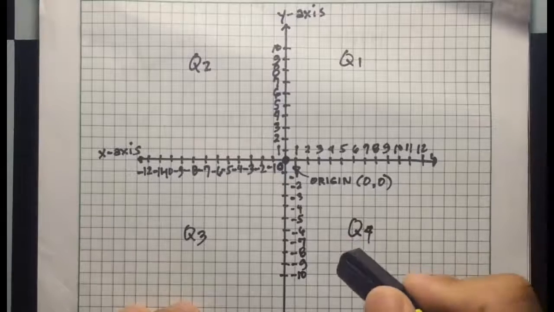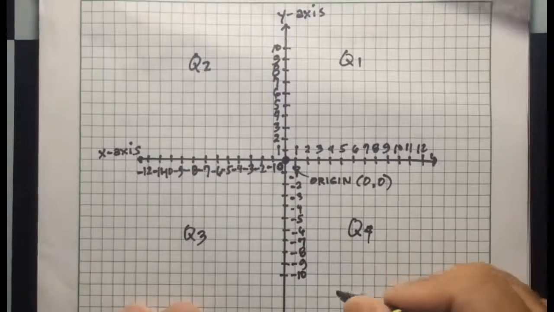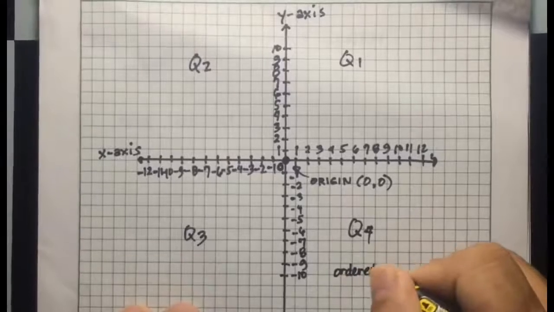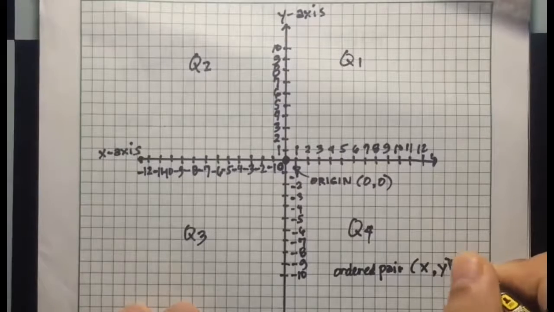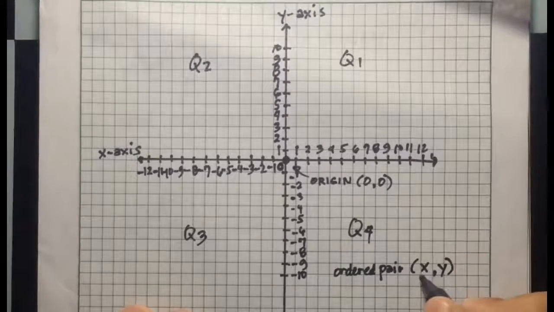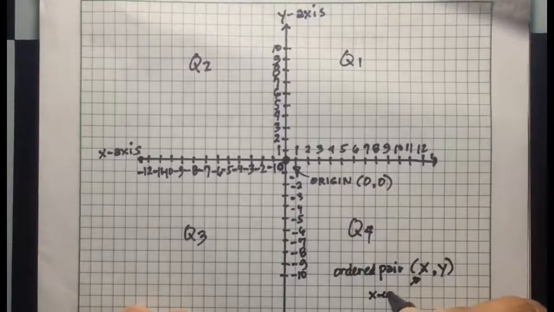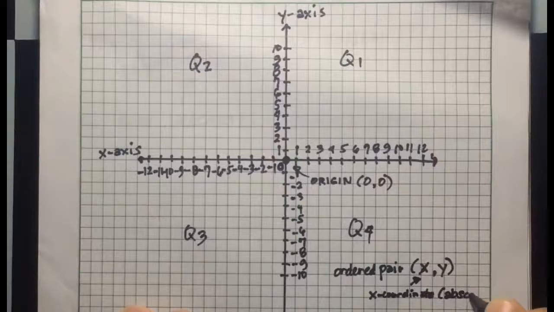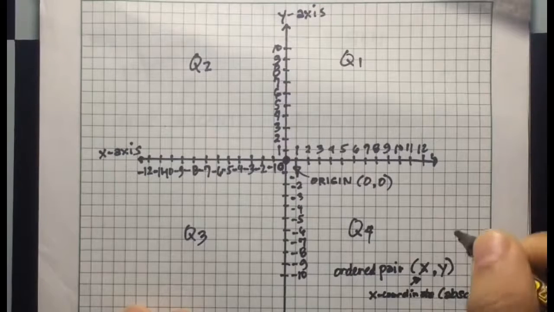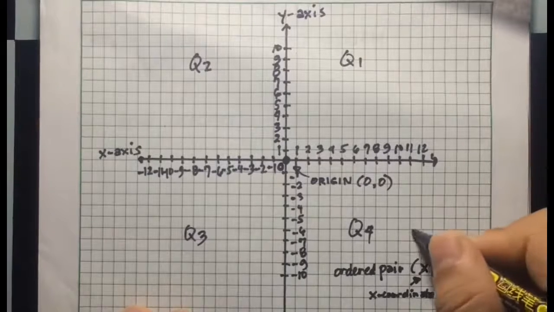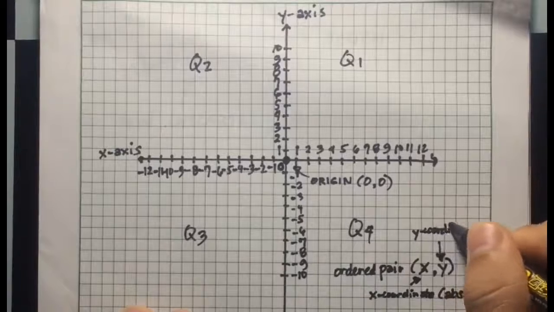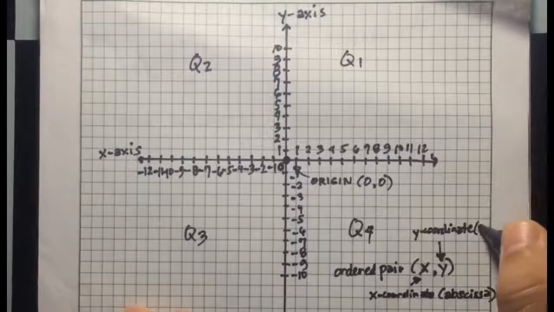Now, each point in the coordinate system is defined by an ordered pair. So a point is an ordered pair, and the form for this one is (x, y). The first coordinate, the x, is called the x coordinate or the abscissa. And y, the second coordinate, is called the y coordinate, or this is also called the ordinate.